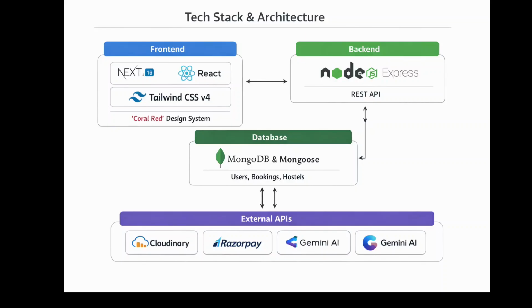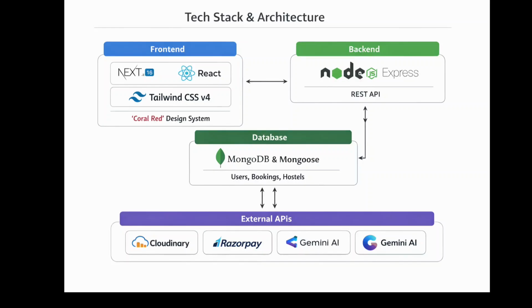So now, before we jump into the code, let's talk about architecture. To make a platform that handles complex search queries and payment processes, we need a robust stack. For the front end, we are using Next.js 16 with React. For styling, we have implemented the brand new Tailwind CSS version 4 with a robust and highly customized Airbnb style Coral Red design system. For the backend, we are using a blazing fast Node.js and Express.js server. You can see it here in the diagram as well.